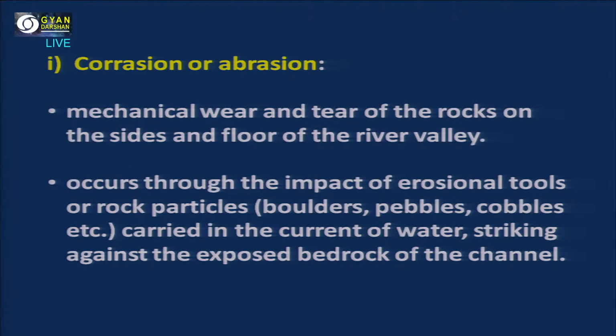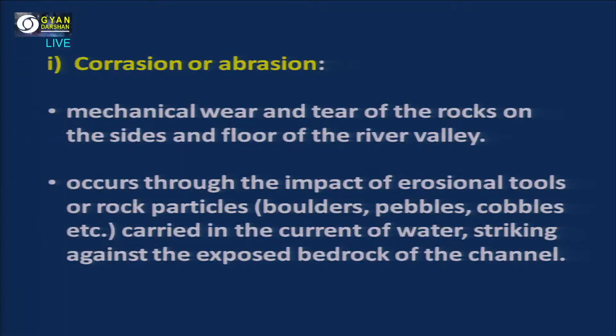Thank you. As you have discussed fluvial erosion, let us now come to the further detailing of the types, the mechanism of this erosion. First we'll discuss corrasion or abrasion. It is the mechanical wear and tear of the rocks on the sides and floor of the river valley. This occurs through the impact of erosional tools or rock particles like boulders, pebbles, cobbles, which are carried in the current of water and strike against the exposed bedrock of the channel, and this erodes the materials there.